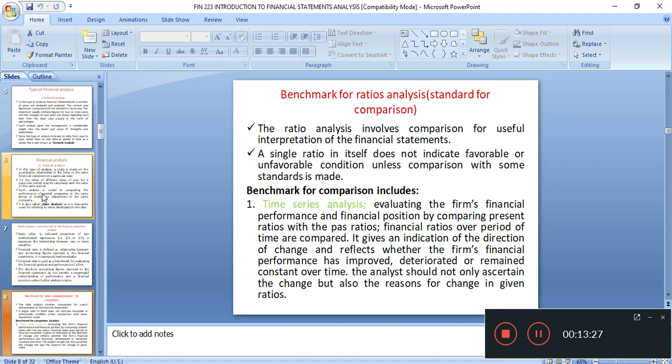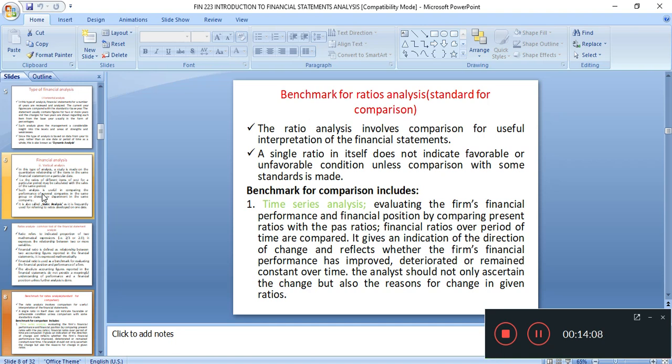Here there is a past ratio, there is a present ratio. You are going to compare in order to see if we did well. Financial ratios over a period of time are compared. It gives an indication of direction change, and they reflect whether the firm's financial performance has improved or deteriorated or remained constant, meaning that you are going to see these three kinds. You are going to look if financial performance has improved or deteriorated or remained constant.